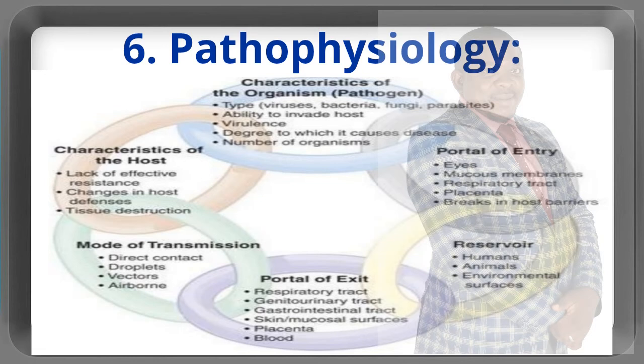And the number of organisms that may be responsible for that disease. So when you're writing about pathophysiology, it's important to know the origin of the disease, or etiology, what it will cause. So you can mention the pathogen there.